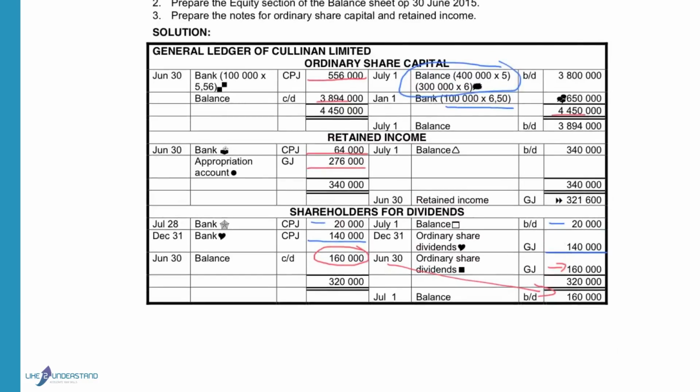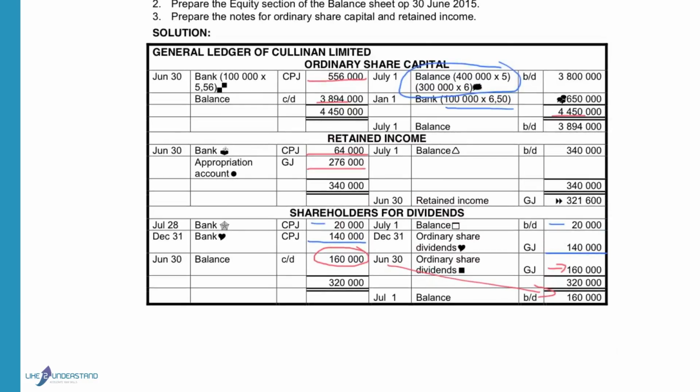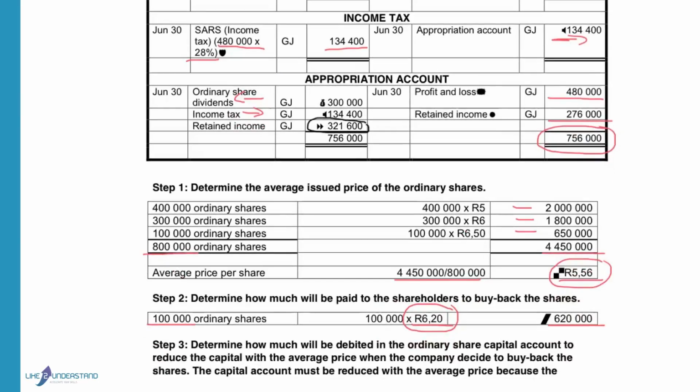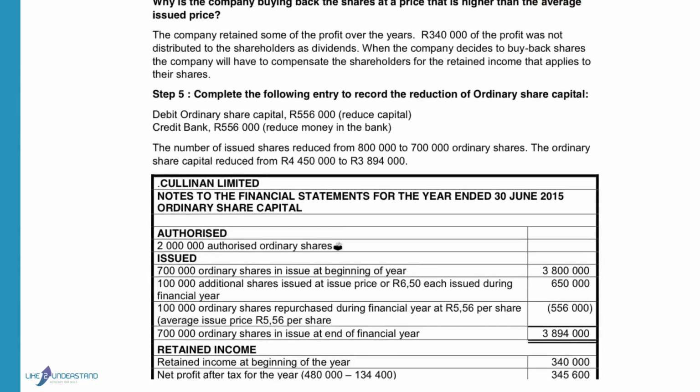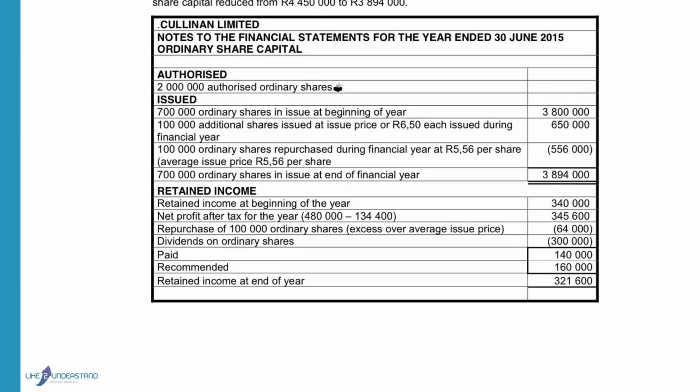If we look at the retained income, the opening balance at the beginning of the year was 340,000. The net profit, and remember the profit must be after tax, because the shareholders are only entitled to the profit after tax was paid to SARS. So I will take the profit minus the tax and show that the profit after tax is 345,600.